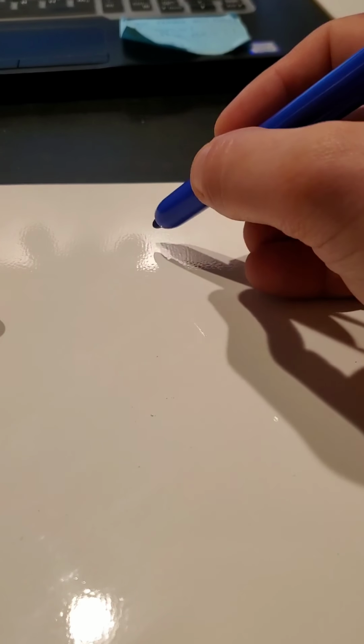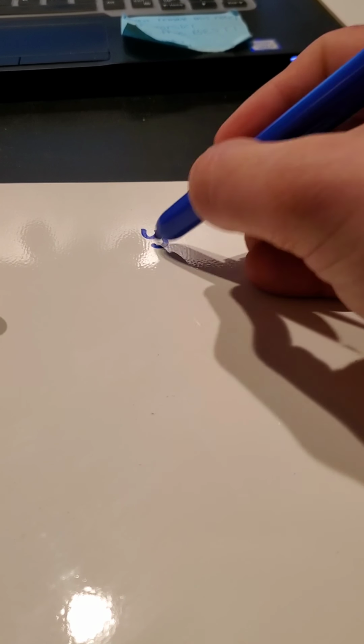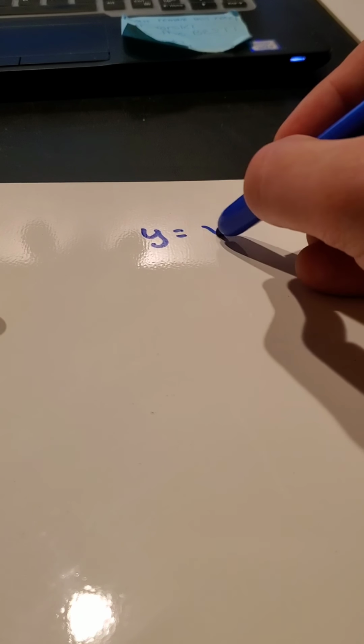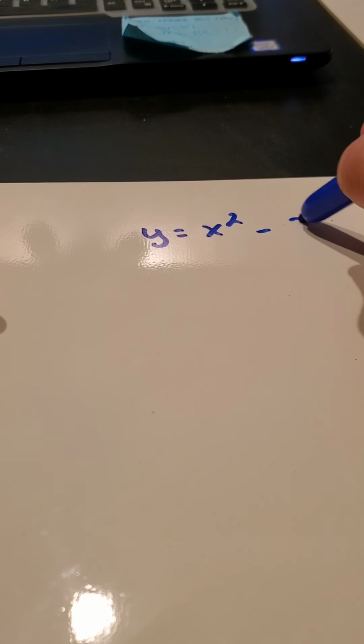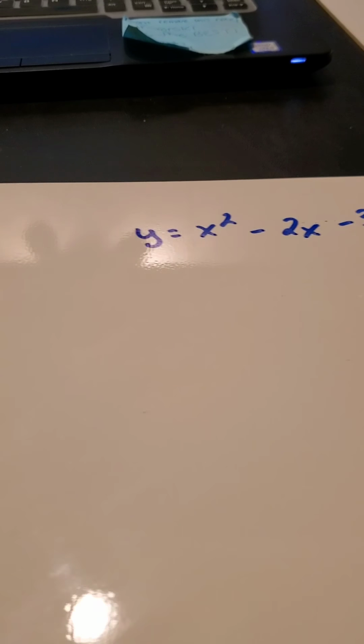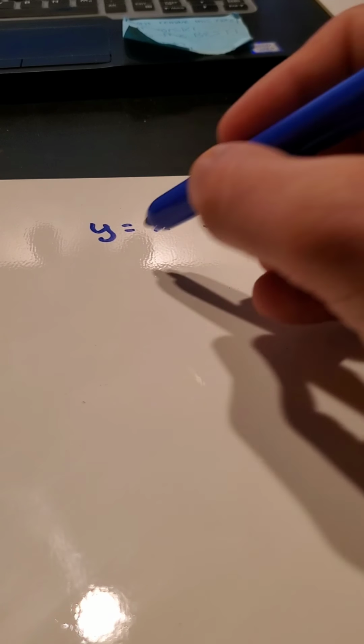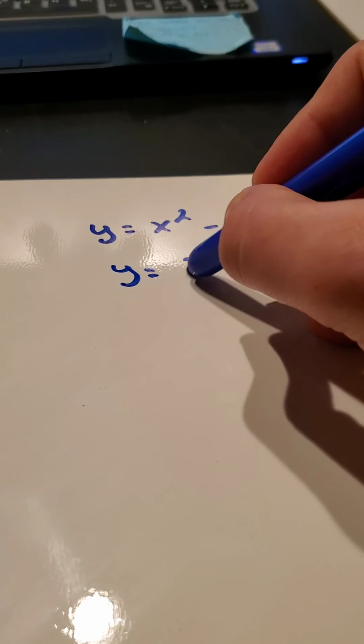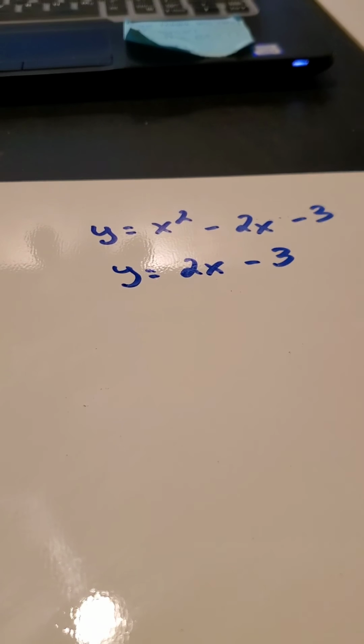All right, we are going to work through 3 examples today. The first example that we are going to work through gives us the following system. We have one equation where y equals x squared minus 2x minus 3. And we have another equation where y equals 2x minus 3.